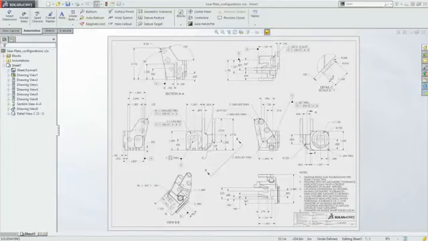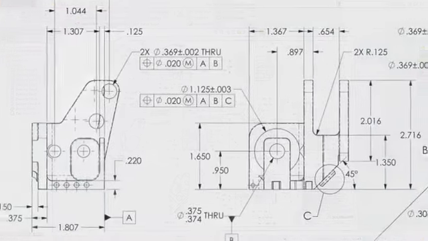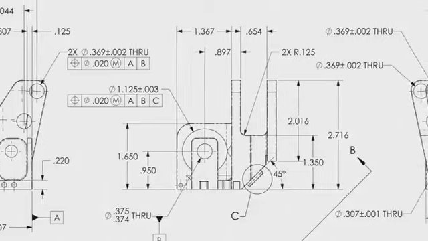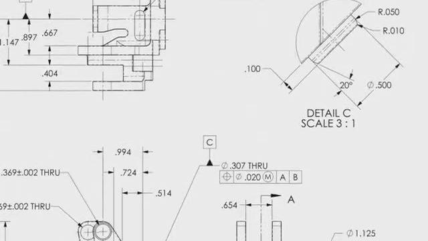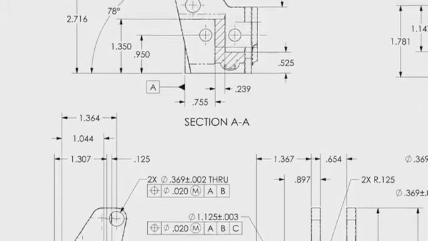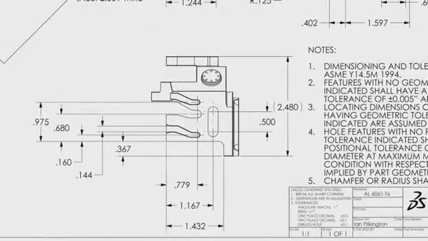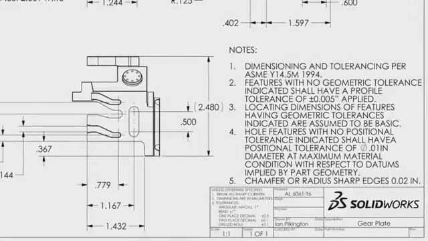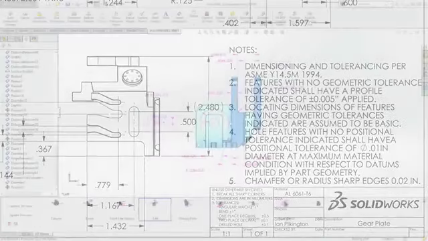Thousands of companies rely on the industry-leading capabilities in SolidWorks to create accurate 2D drawings to convey product manufacturing information such as dimensions, tolerances, notes, and surface finishes. However, these 2D drawings can be expensive and time-consuming to create and maintain and are prone to interpretation errors.